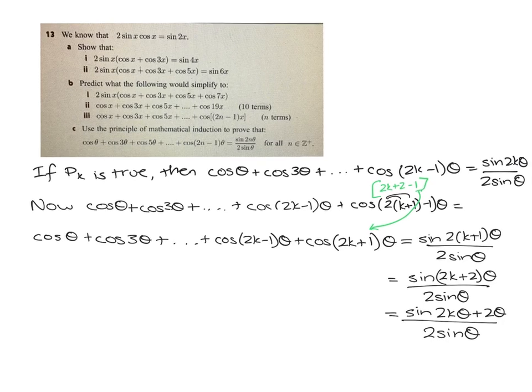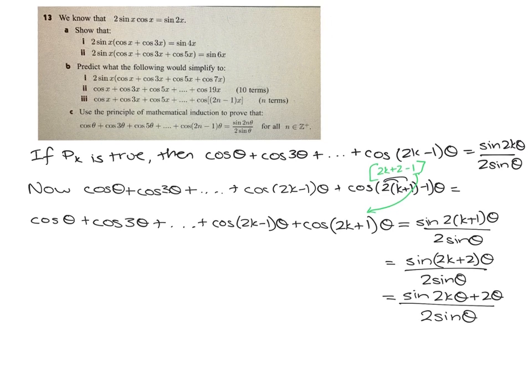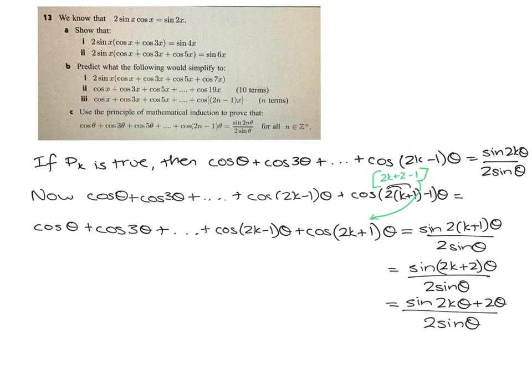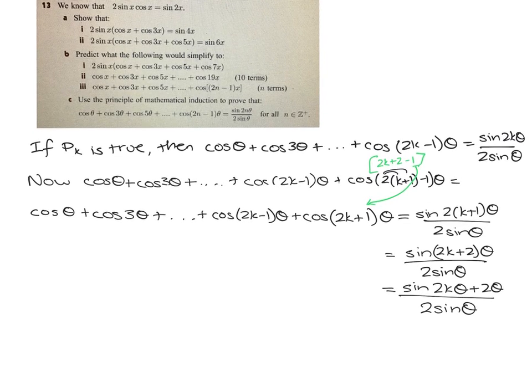Just a quick question, mate. Yeah? Can't you do the sine 2k theta plus 2 theta? Don't you use a rule there? You can, but let's not do that. Because otherwise then we're going to be manipulating the right hand side too much. Let's just leave it at that point. You could if you wanted to.